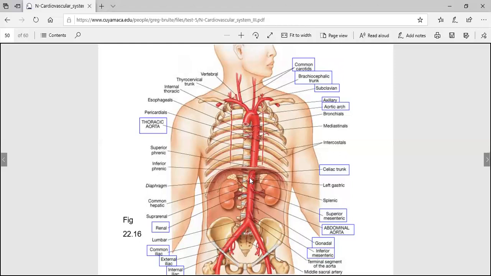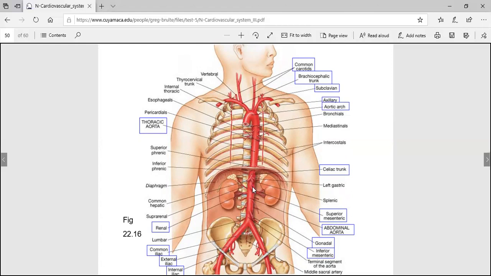Here you can see your celiac trunk. See the three little branches? One's going to the liver, that would be hepatic. One's going to stomach, that would be gastric. And one's going to the spleen, that would be splenic. I would never point which one's what. Just know that those three organs are fed.